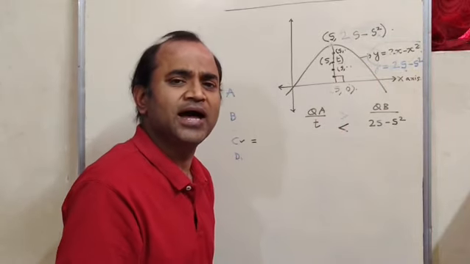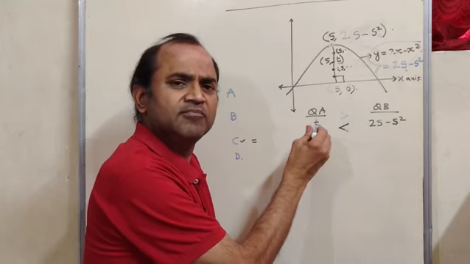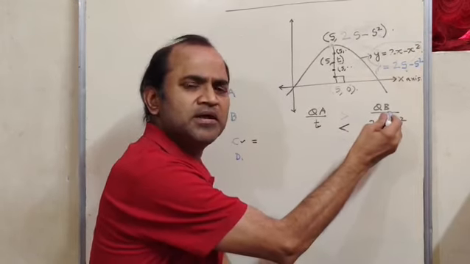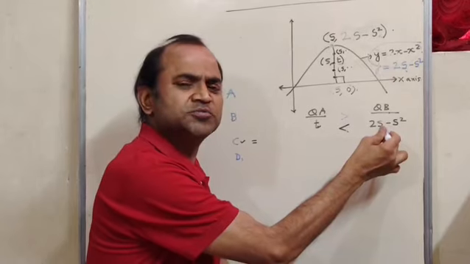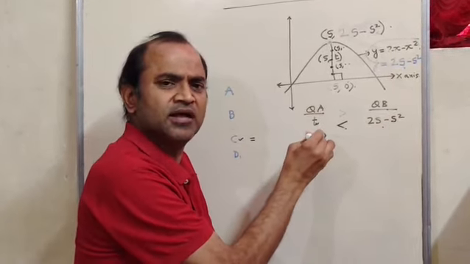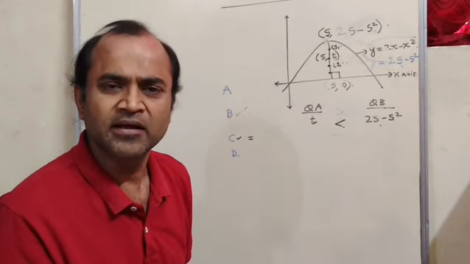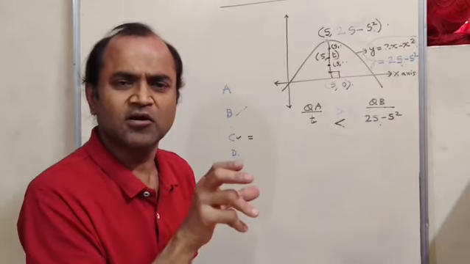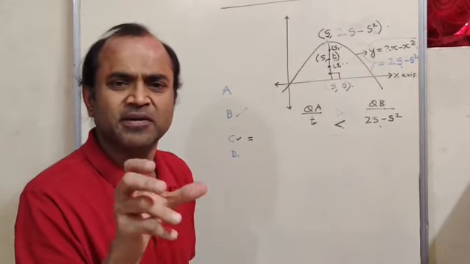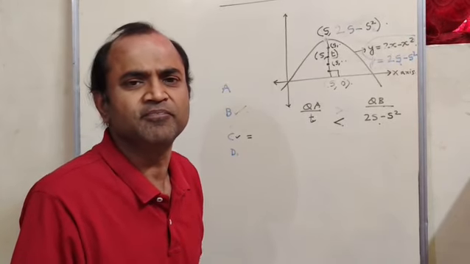So what do we have finally? Quantity A, the y coordinate t, is less than quantity B, having the y coordinate 2s minus s square. Therefore, for this question, our right answer will be option B, meaning the expression under quantity A is mathematically less than the expression under quantity B.